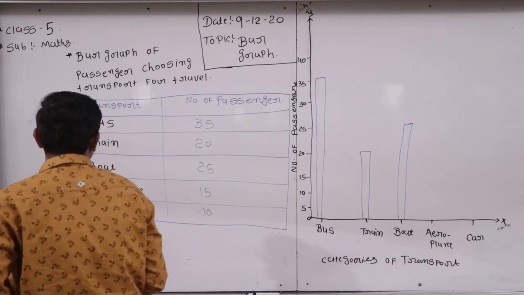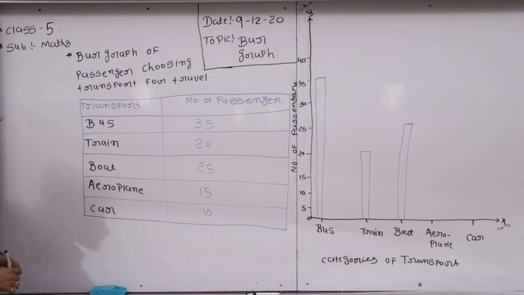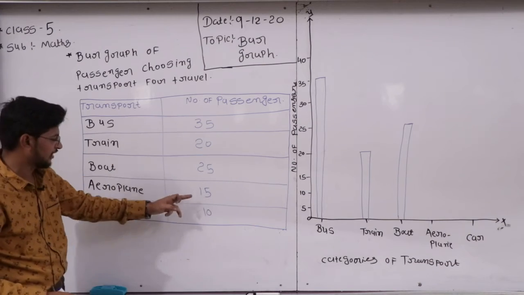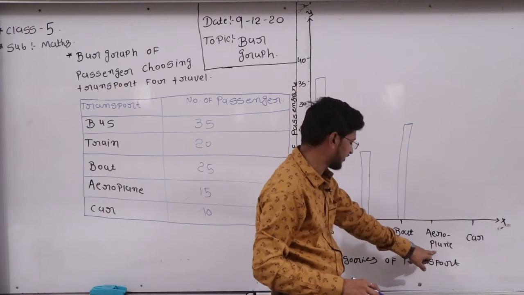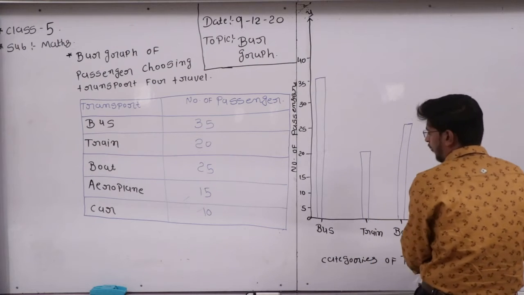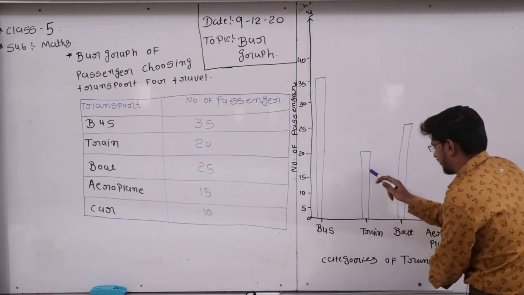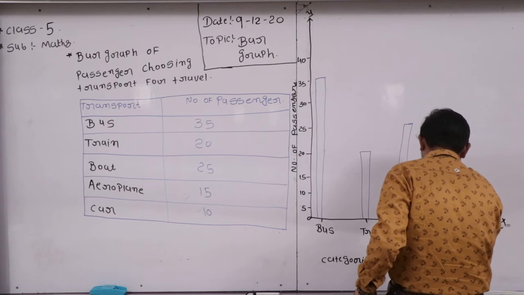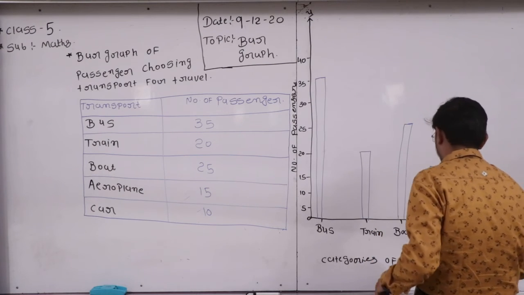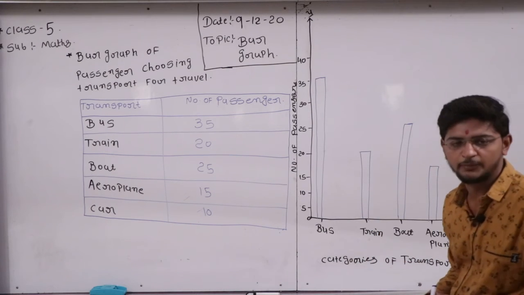Next category is aeroplane. Which one is aeroplane? And the number of passengers is 15. So first find the aeroplane on the x-axis here and find 15 on the y-axis. It is here. So draw here our bar graph for an aeroplane. So this is the bar graph of an aeroplane.